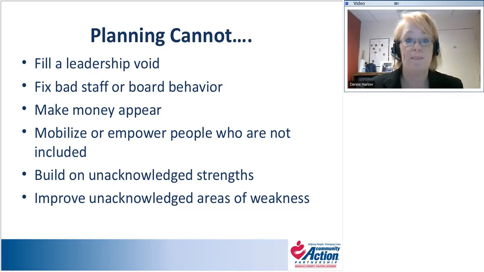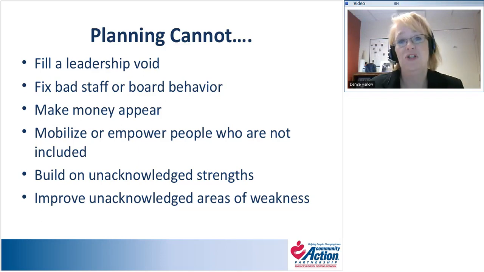It's not going to make money appear. Just because you set a goal that you're going to increase your revenue by 20% isn't going to make it happen. But it can help accountability, help you set up a work plan, help you set up a process. It's not going to mobilize or empower people who aren't included.